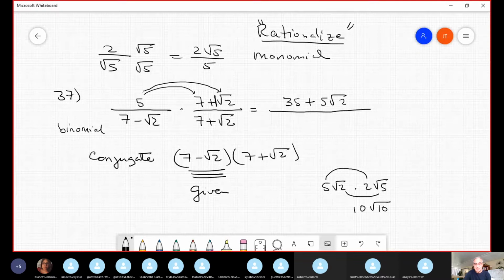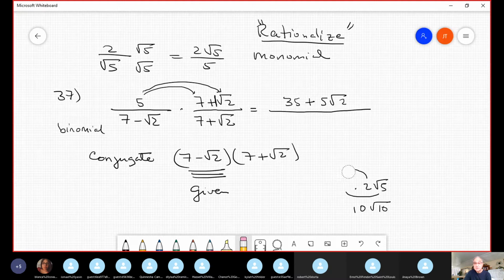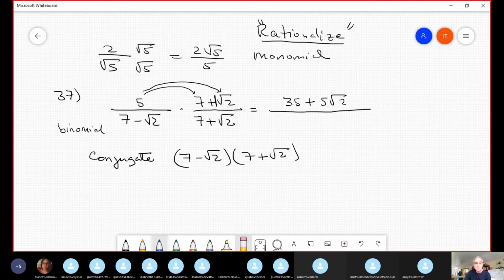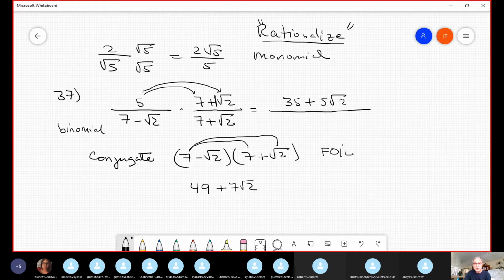The multiplication on the bottom is more complicated, because it's the multiplication of two binomials. But don't worry, because you know very well how you multiply two binomials. You apply FOIL. Always you apply FOIL. You multiply 7 times 7, 49. 7 times radical 2 is 7 radical 2, because remember, 7 has no radical, multiplied by the invisible 1 that we have here is 7, and the radical 2 stays. And this together is minus 7 radical 2.